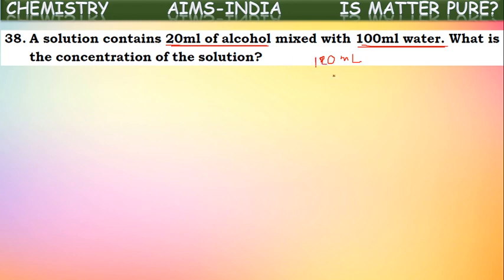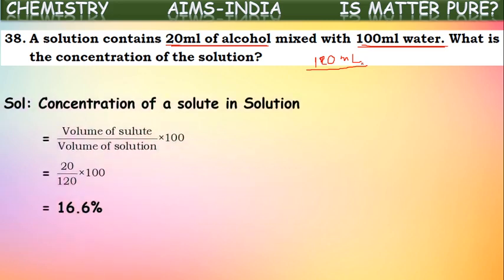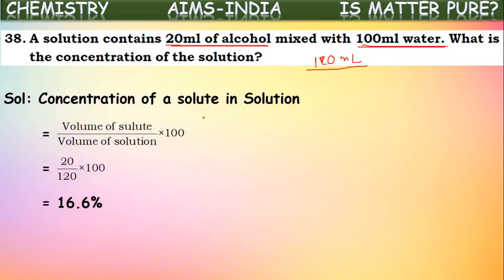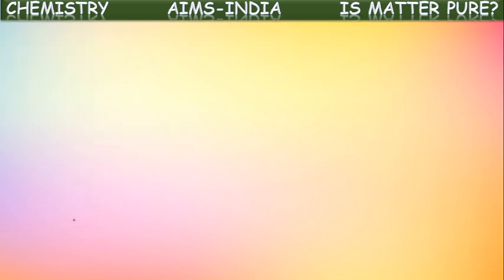By using the volume of solute and the volume of solution, we can calculate the concentration in terms of volume percentage. Concentration of the solution is equal to volume of solute by volume of solution into 100. Here the volume of solute is 20 and the volume of solution we found as 120, into 100. After substituting and calculating, we get 16.6 percent. So the concentration of the solution in terms of volume is 16.6%. In this way we do the calculations.